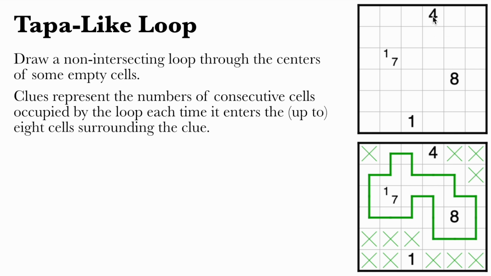The same with this 4. It's saying that 4 of these 5 cells are involved in the loop, and they are all seen within a single pass. This 1-7, on the other hand, means that though all 8 are included, because 1 plus 7 is 8, it's saying we see 7, and then we leave and come back and see 1 more. So you can see 7 right there, and 1 right there. Those are the rules of Tapa-Like Loop, so it's time to solve a puzzle.